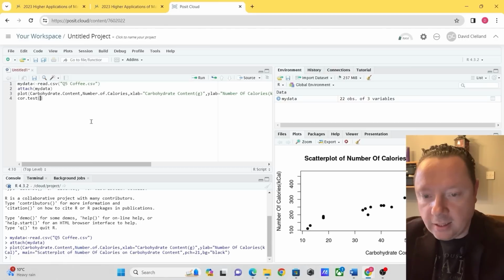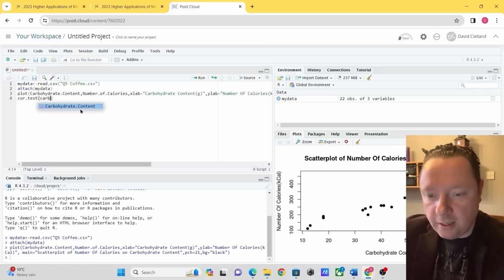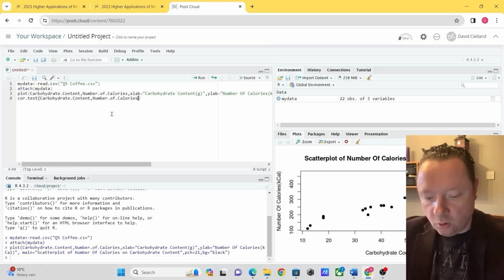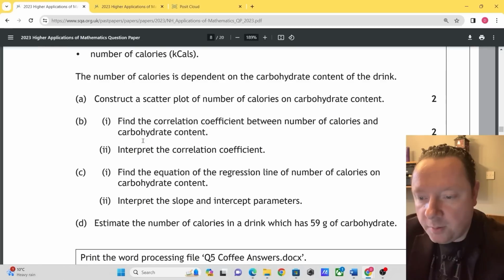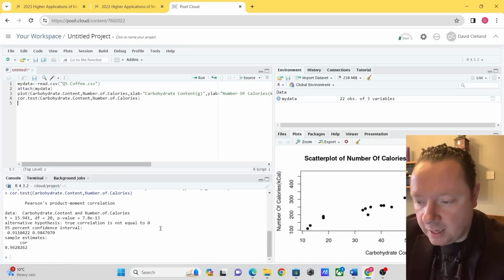cor.test. X is carbohydrate content. So carbohydrate content, comma, number of calories. Control Enter. And we get an output. Interpret the correlation coefficient. Okay, so let's copy this into our answer sheet.